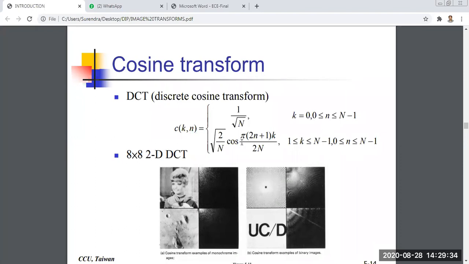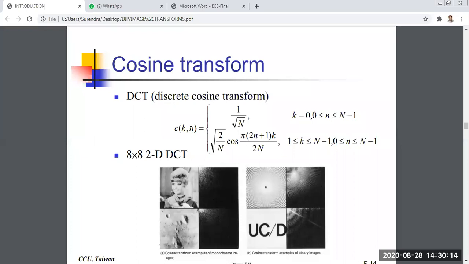Otherwise, the output will be in the cosine transform: square root of 2 by n into cos of pi (2n plus 1) k divided by 2n. So simply here we have to know the value of n. If you know capital N, that is the number of pixel values, we can easily calculate C of k comma n, where small n is the input value and small k is the output value, as in our normal transformation technique. So in the forward direction 1 by square root of n, in the reverse direction like this.